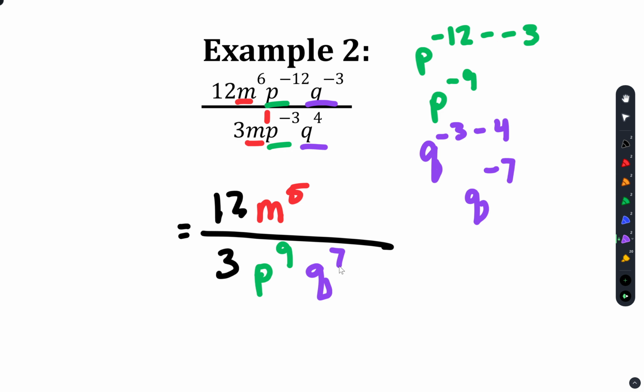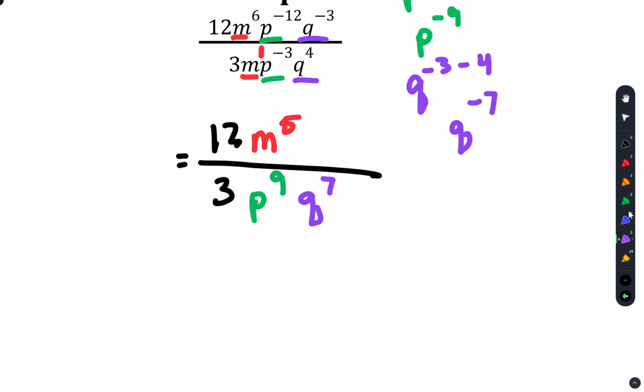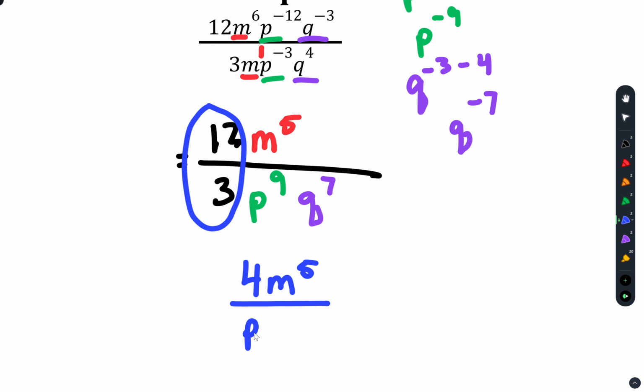Are we done on this problem? What can we still do to it? We can simplify these numbers. These numbers, 12 over 3, simplifies to 4. 12 divided by 3 is 4. We're just going to write that up in the top. 4 m to the 5th over p to the 9th, q to the 7th.